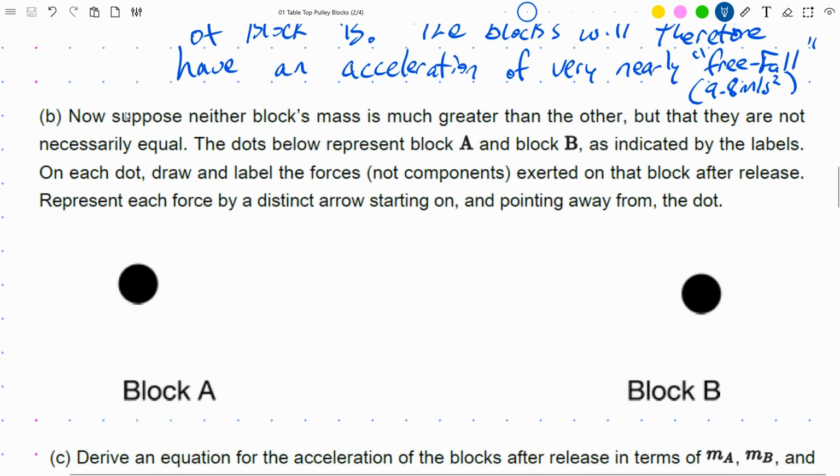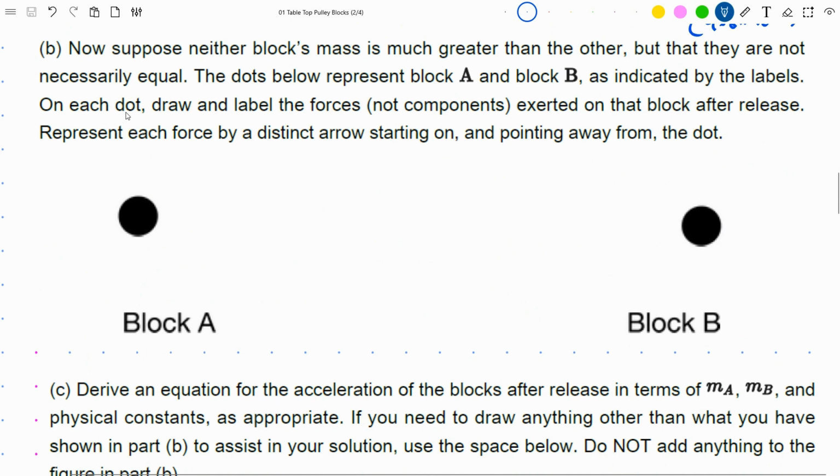Okay, now moving on. Part B is switching things up from what we've just been doing. It says, now suppose that neither block's mass is much greater than the other. So their masses are more similar to each other. I think that the gist of this is I can't ignore either of their masses, whereas in part A, they took turns effectively having negligible mass. But they're not necessarily equal.